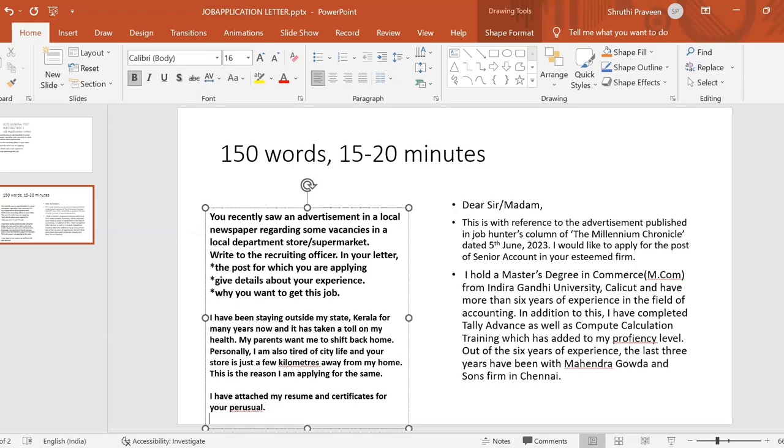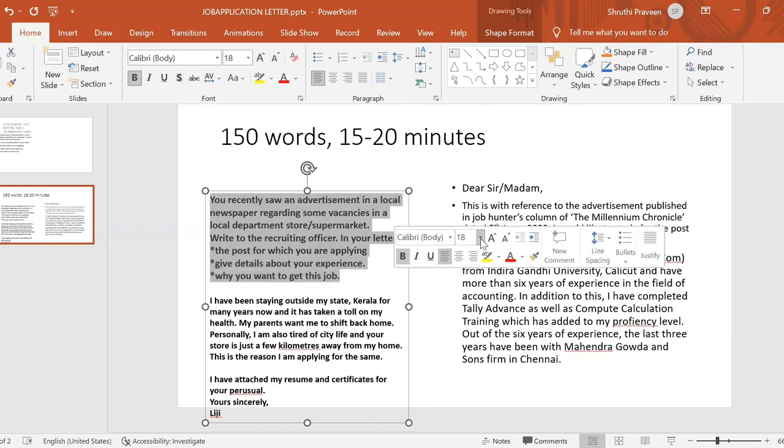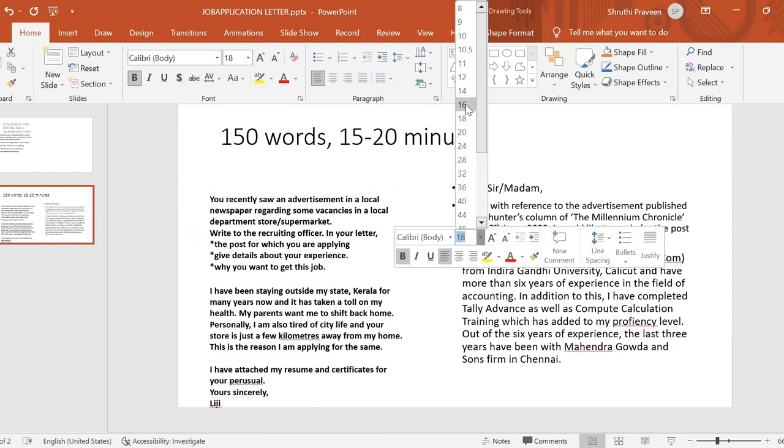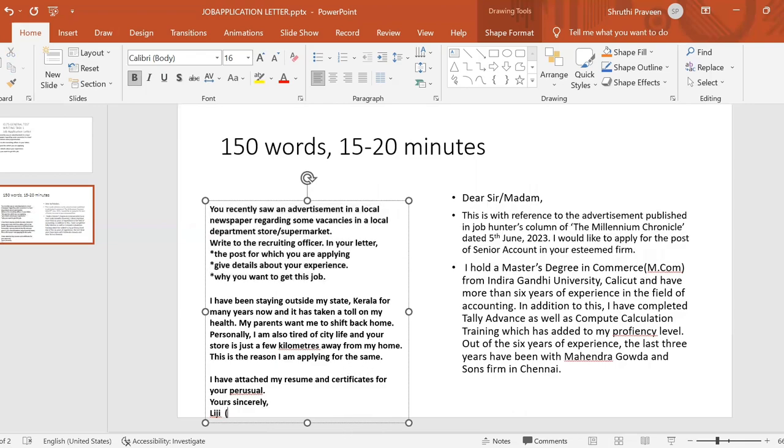Again, the way you sign off, you cannot write lovingly. You have to write yours sincerely. And you don't have to write your real name. You can write an imaginary name. Okay. So this is how you can do it. And this, you can write the word count in brackets. This is 178 words.